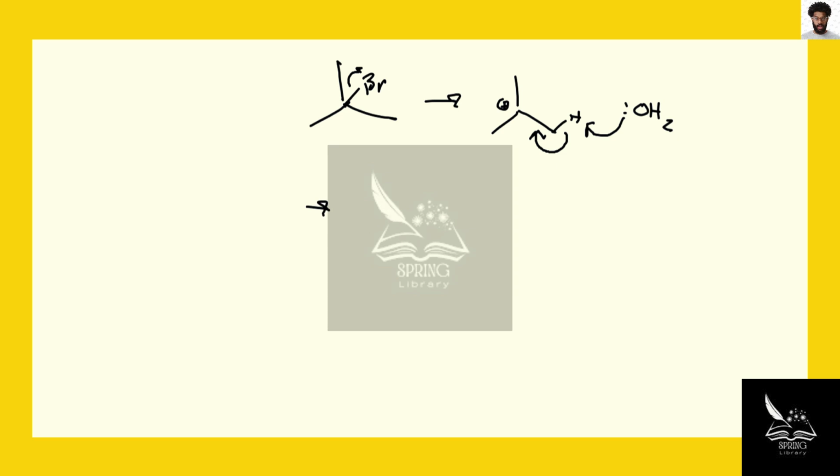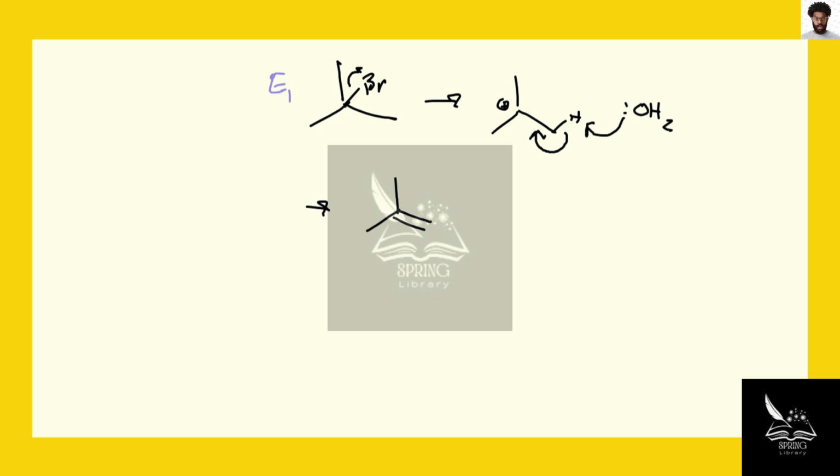Okay, so up top we'll have an example of an E1 reaction. Bromine would leave, generating a carbocation, and a water molecule could come along and act as a base and deprotonate a carbon on a neighboring carbon, picking up the hydrogen, leaving behind the electrons, and generating this alkene. Right, so that's E1.